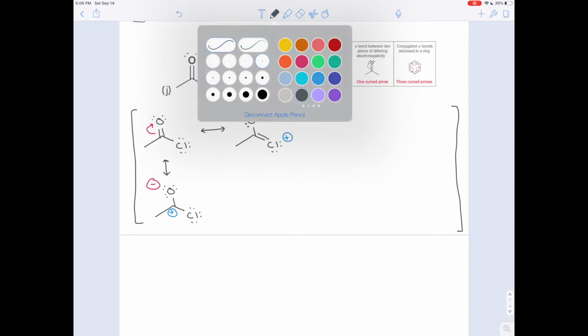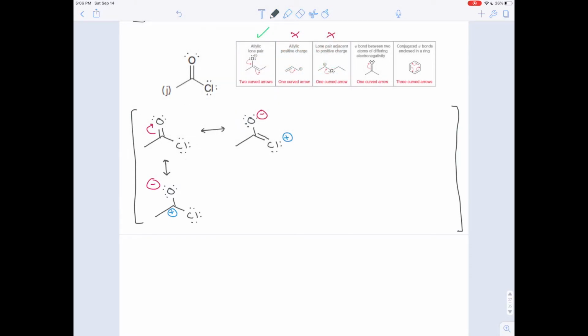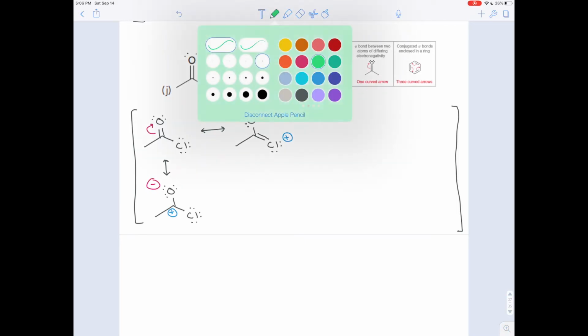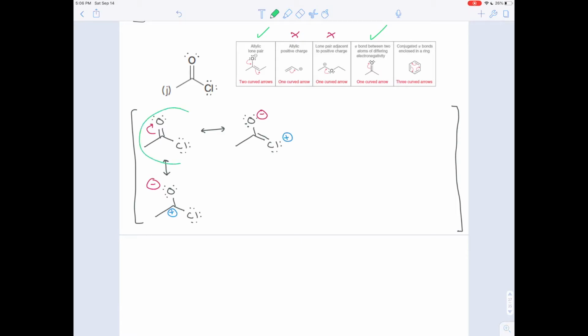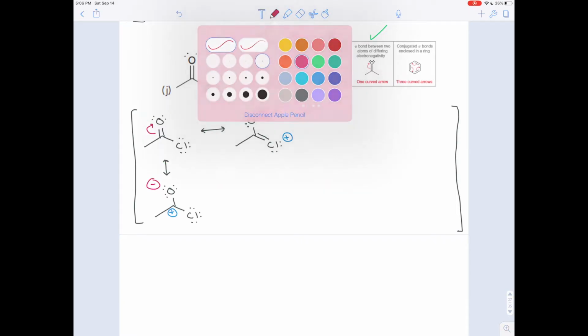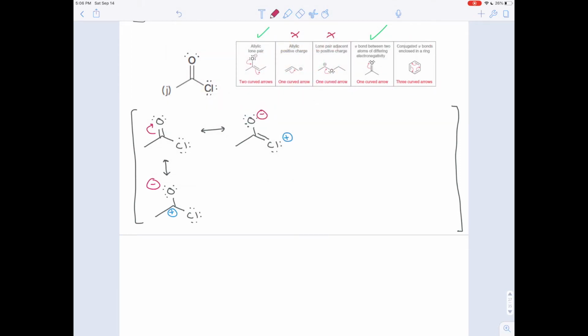So we're still analyzing this first structure. We've gone through the first three patterns. Let's do the fourth one. Do we have a pi bond? Oh no, we just did that one, right? We drew the resonance structure you get when you have a pi bond between two atoms of differing electronegativity. Last but not least, do we have conjugated pi bonds in a ring? No, we don't have a ring, so we don't have that.